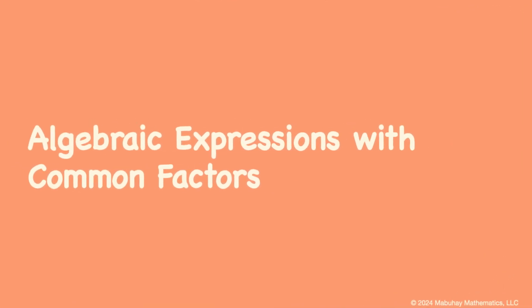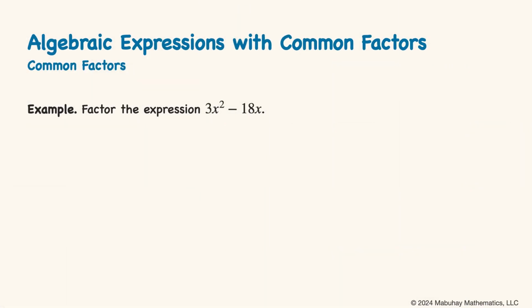Great! Now that we're warmed up, let's get into some more algebra. Suppose we want to factor 3x squared minus 18x. If you want to try this one out on your own, you can go ahead and pause the video now. This expression has two terms. First term is 3x squared, second term is negative 18x.